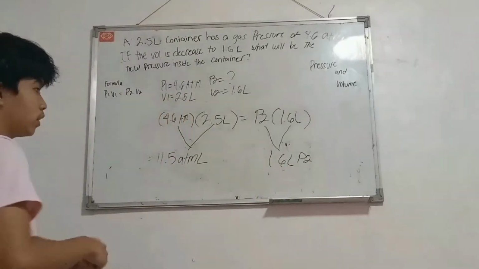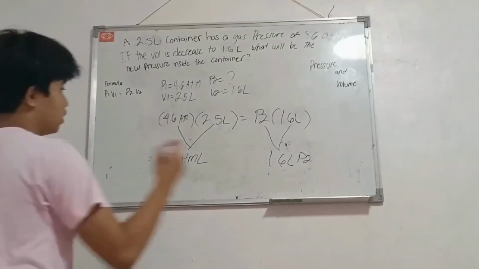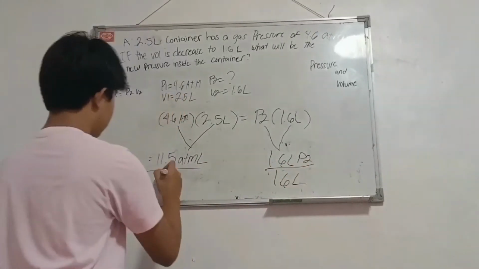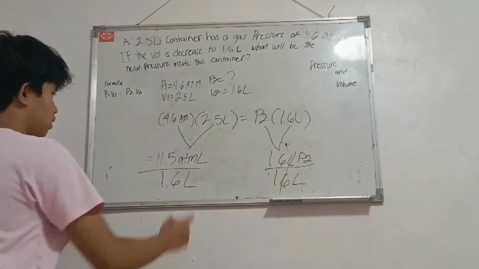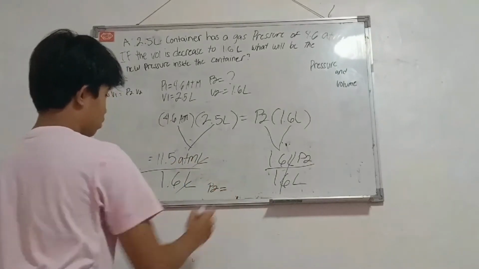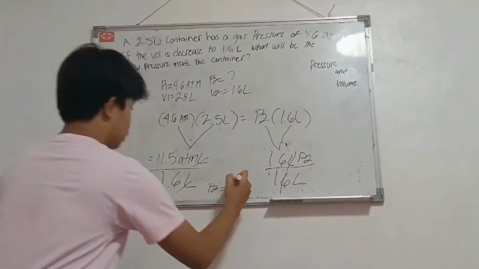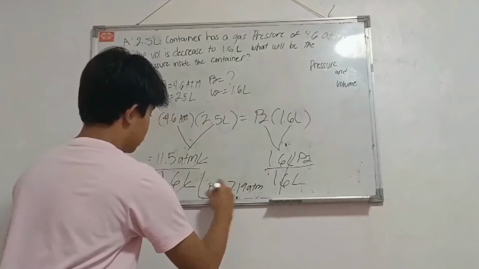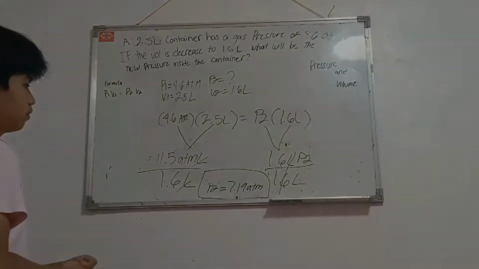And don't forget to put the unit. So use the 1.6 liters as a divisor. 1.6 liters divided by 1.6 liters is equal to 1, so cancel it. 11.5 atm·L divided by 1.6 liters. Since the liter has the same unit, cancel it. And let's proceed to 11.5 divided by 1.6. It's equal to 7.19 atm. So the pressure 2 is equal to 7.19 atm, and that's the final answer.